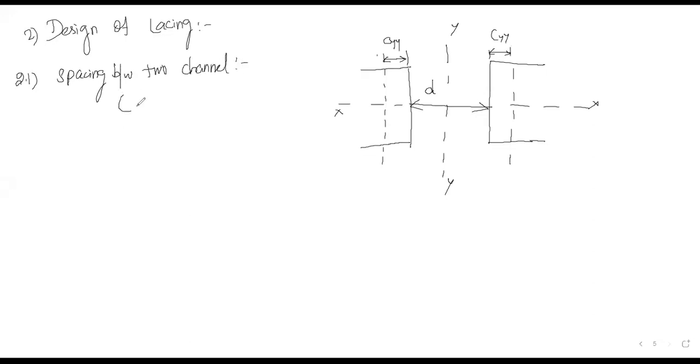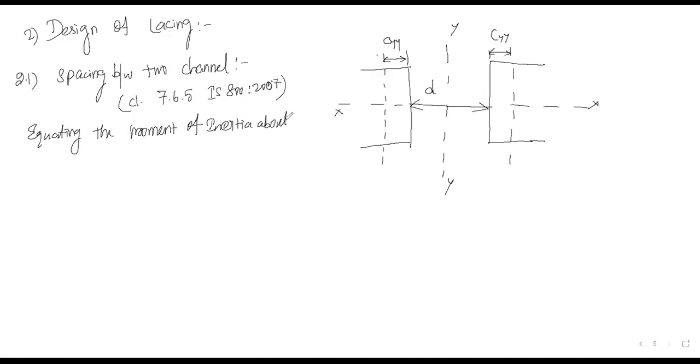For this, you can refer to clause number 7.6.5 from IS 800:2007. What we are going to do now is equate the moment of inertia about their axes, which is nothing but Iyy equal to Ixx.